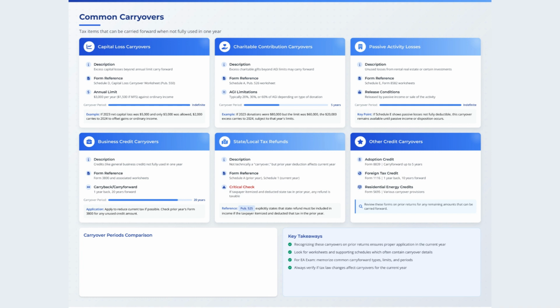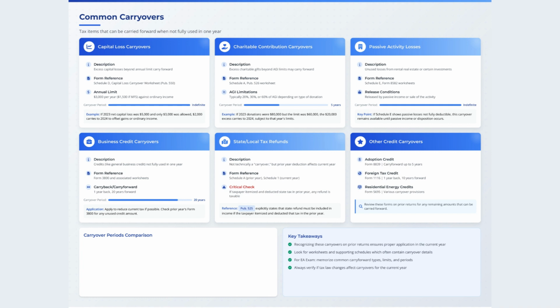Number 5. State and local tax refunds. Okay, this one's tricky. It's not technically a carryover, but it often gets missed. If a taxpayer itemized deductions last year and included state income taxes, then got a state refund the next year, that refund may be taxable. Pub. 525 spells this out. If SALT was deducted last year, then any state refund received in 2024 should be included in income, but only if the deduction provided a tax benefit.